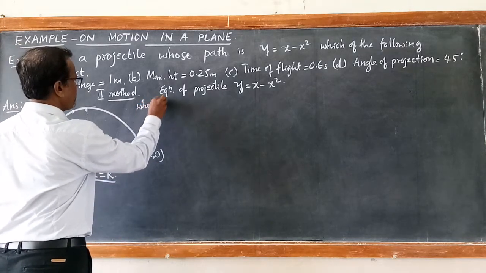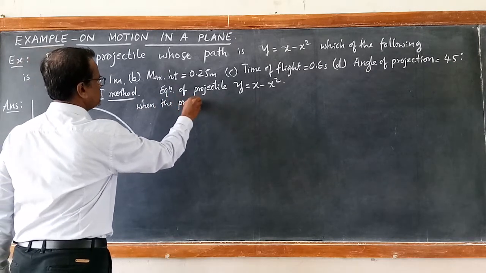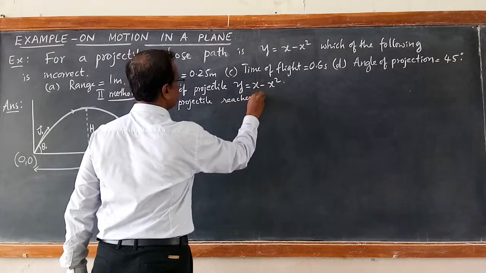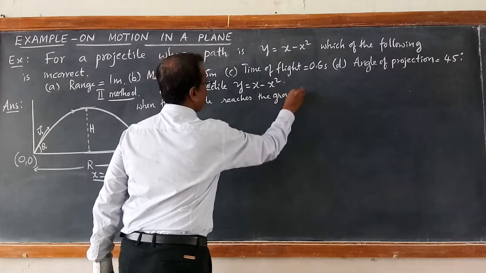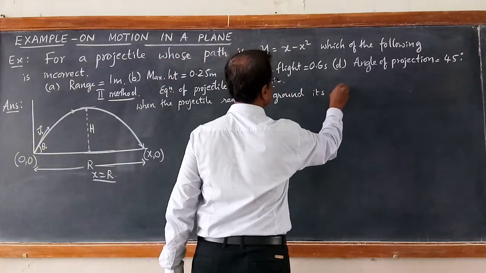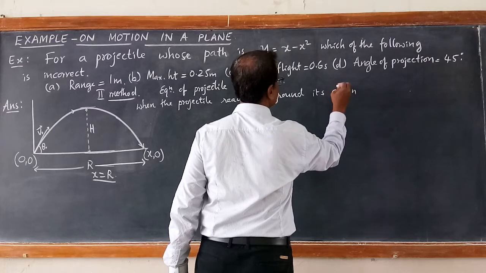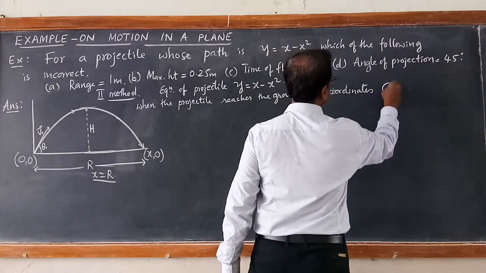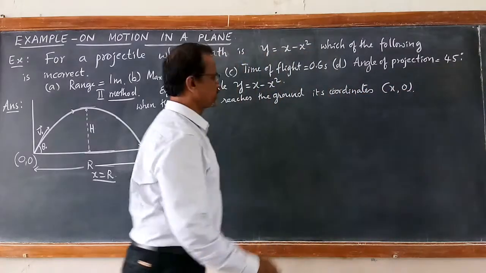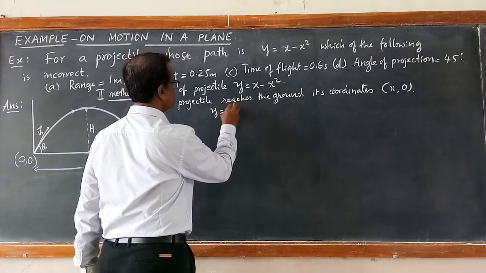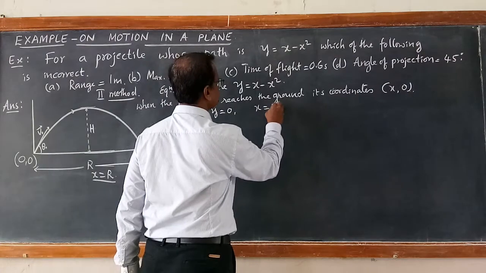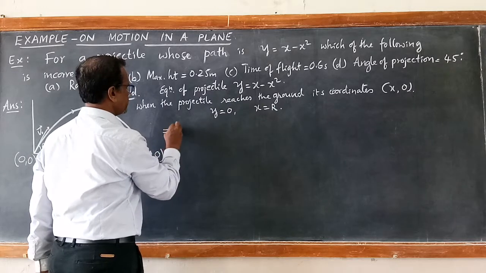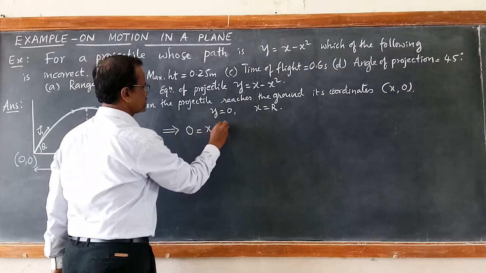When the projectile reaches the ground, its coordinates become x equal to r, and the y coordinate becomes 0, that is y is equal to 0. So put y equal to 0 in this equation. When you put y equal to 0, that implies 0 equal to x minus x square.